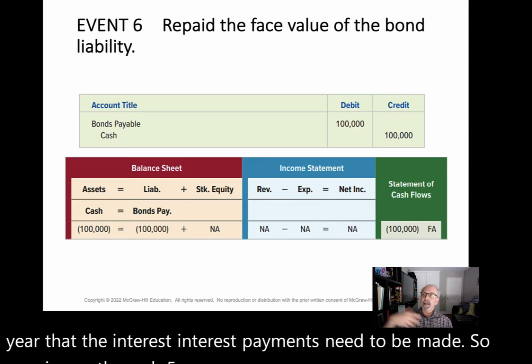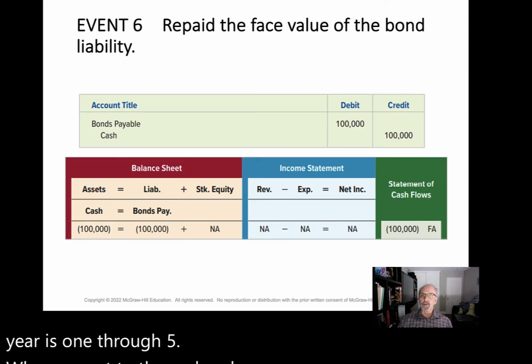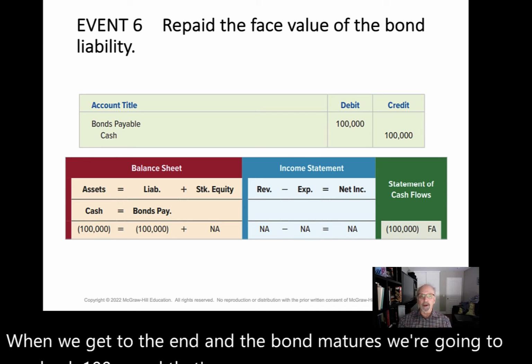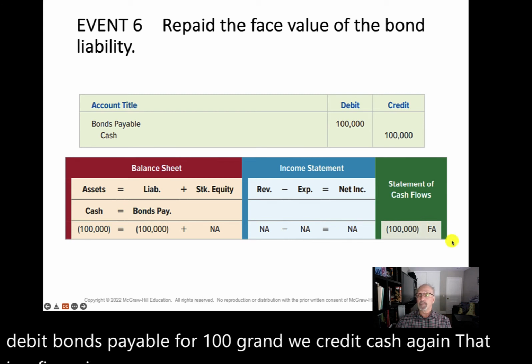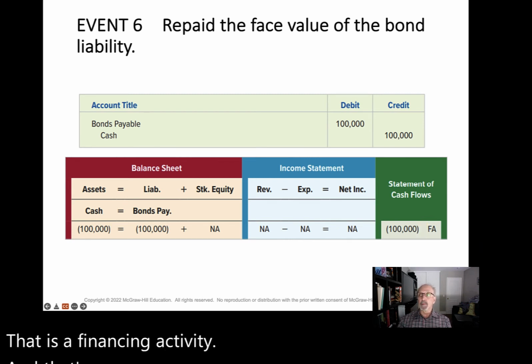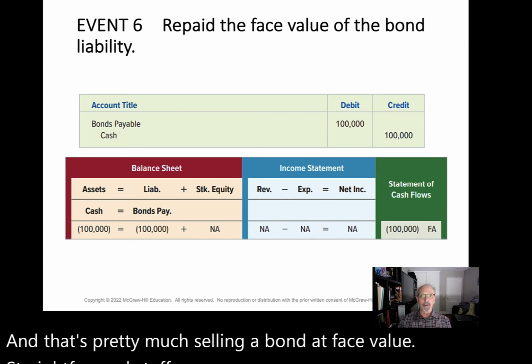When we get to the end and the bond matures, we're going to pay back $100,000. That's the face value of our bonds. So we debit bonds payable for $100,000. We credit cash. Again, that is a financing activity. And that's pretty much selling a bond at face value. Straightforward stuff, not very complicated accounting.